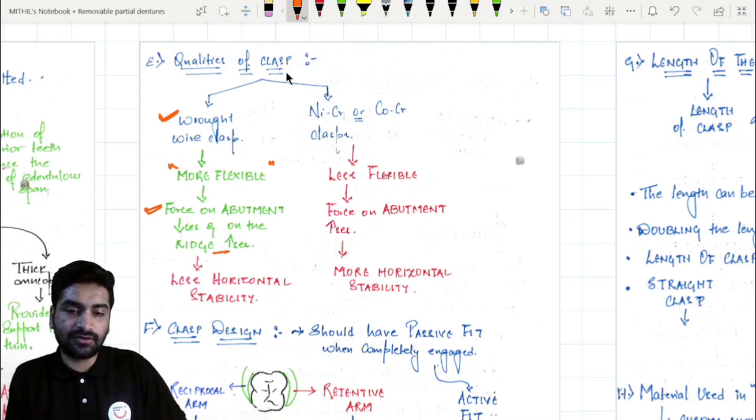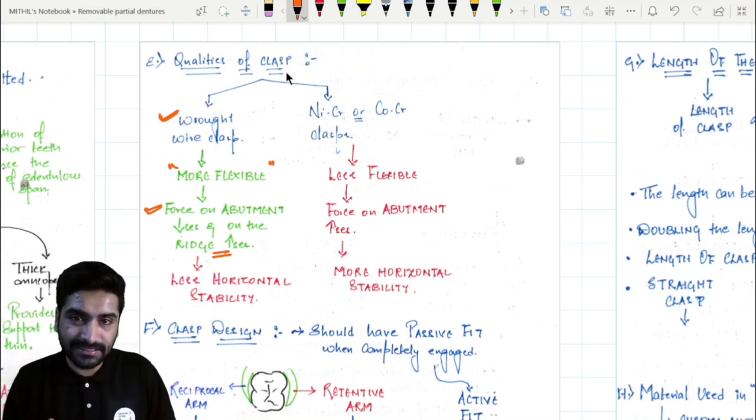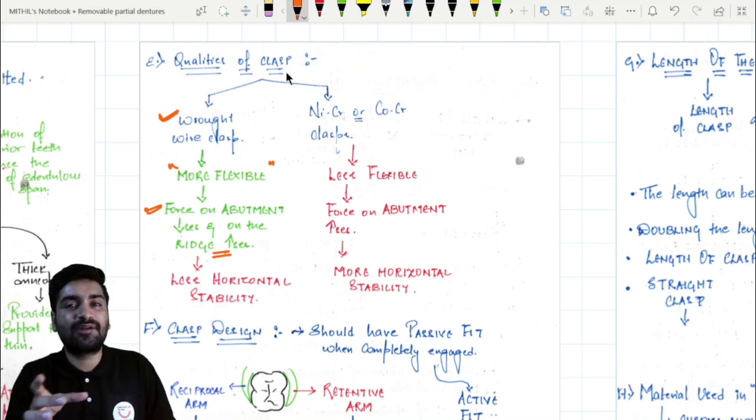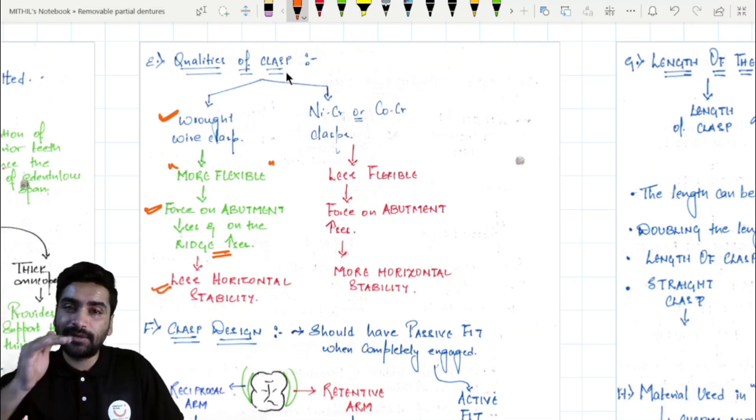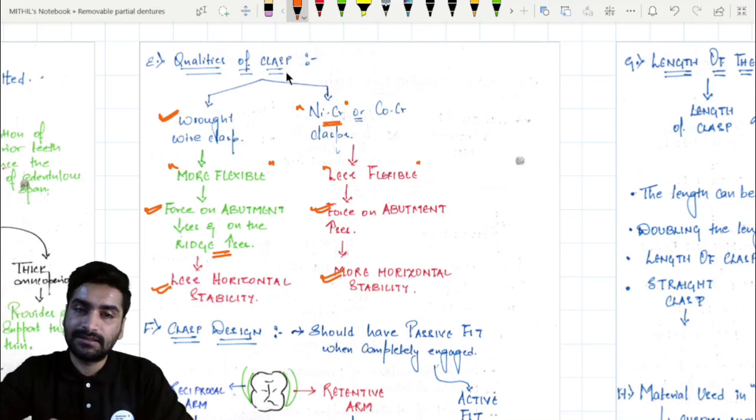But the forces on the ridge will increase. Why? Because the clasp is more flexible. There might be chances that the RPD might move a little bit, to a small magnitude, right? In that case the horizontal stability is going to be less. Whereas if I talk about the nickel chromium or the cobalt chromium clasp, they are not as flexible as your wrought wire clasp, so the forces on the abutment will be more, but there will be more horizontal stability.